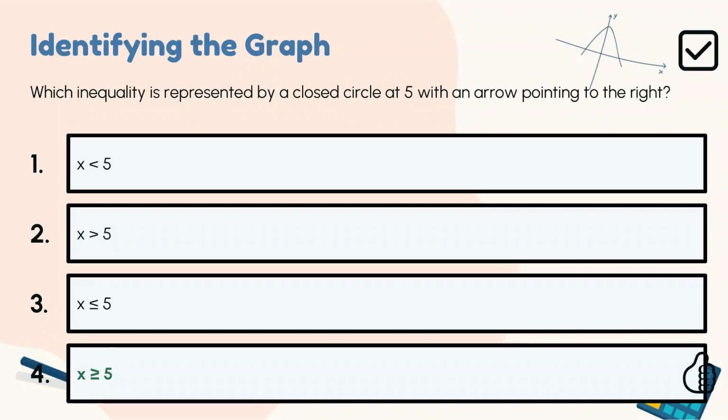The correct answer is x is greater than or equal to 5. The circle is closed, so 5 is included. The arrow points to the right, so the values are greater than 5. Together, that means x is greater than or equal to 5. If the circle had been open, the answer would have been x is greater than 5.